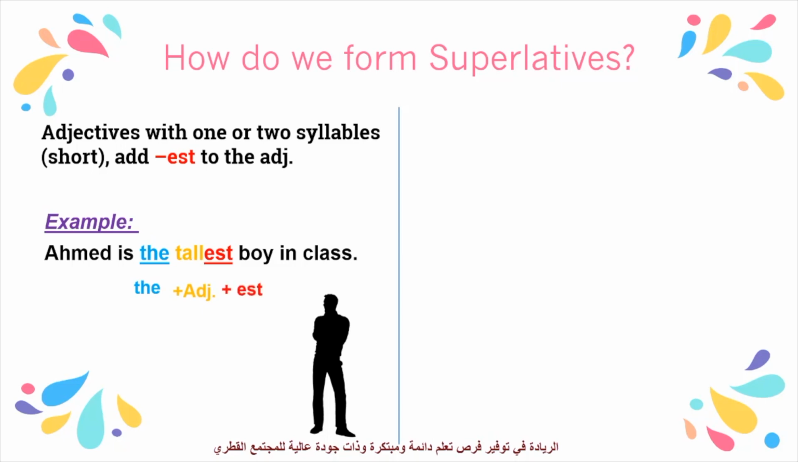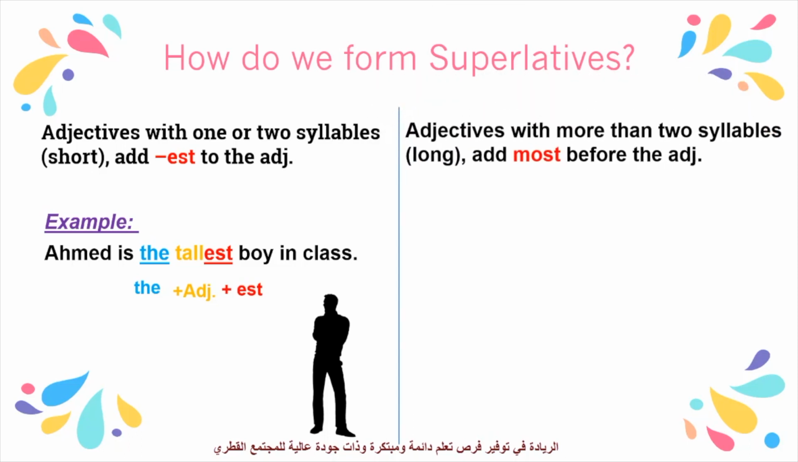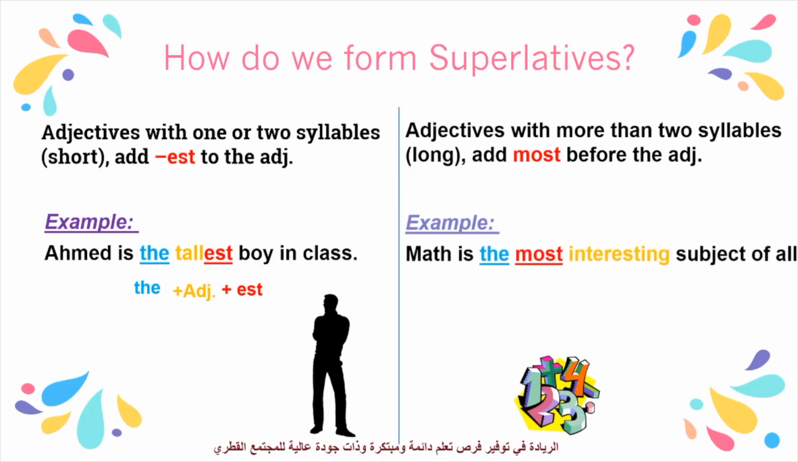For longer adjectives with more than two syllables, we add the word most before the adjective. For example, math is the most interesting subject of all. Here we put the, then we add the word most before the adjective. For superlatives, we use the before the adjective.